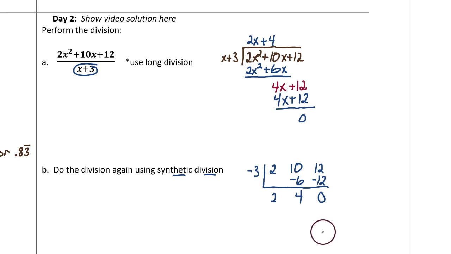We're not done yet. We need to translate these numbers back into polynomial form, which has variables. This last number here would be the remainder. This number here is the constant term of our answer. And this number here is the coefficient of the x term. So when you get a 2, 4, and a 0, what you have really figured out is 2x plus 4.